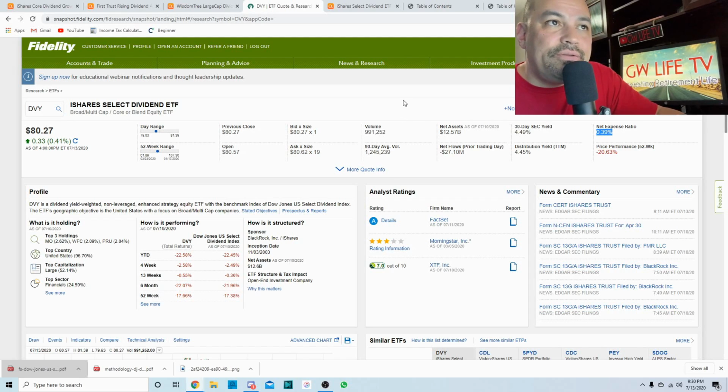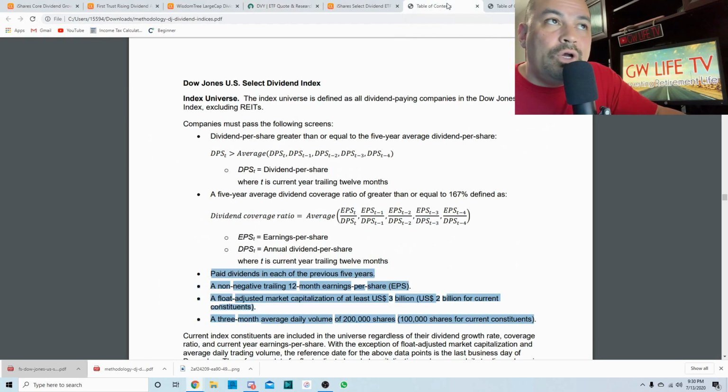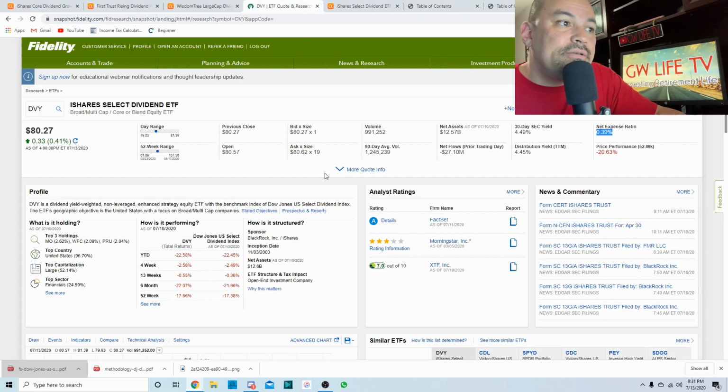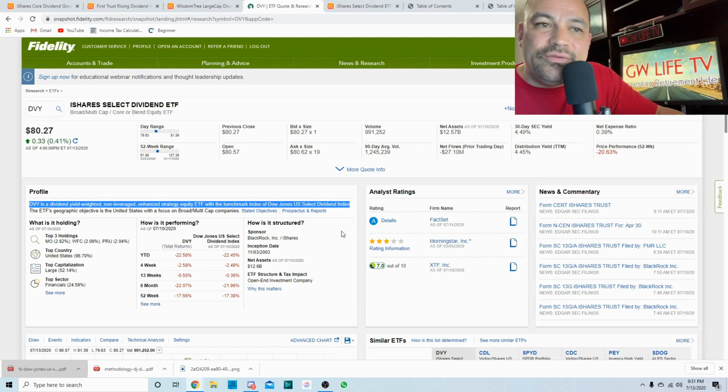See, DVY is a dividend yield weighted, non-leverage, enhanced strategy equity ETF with the benchmark index of the Dow Jones U.S. Select Dividend Index. So what is the Dow Jones U.S. Select Dividend Index, and how do they select the stocks that go in there?